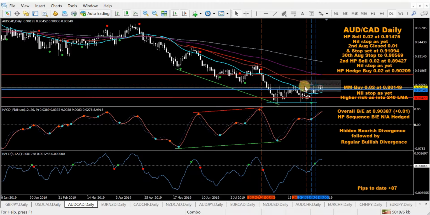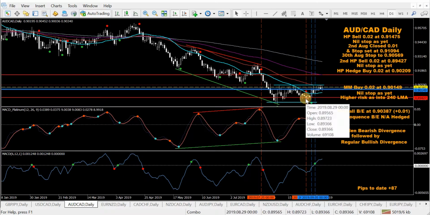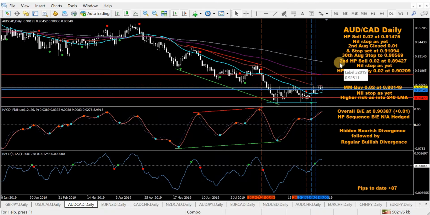What have I taken? I've taken a sell in here, hedge buy by looks, yep, and a mod MACD buy, and I've still got that partial sell on there. So my overall break even's about where price is at the moment. You can see the notes there, looking all right.